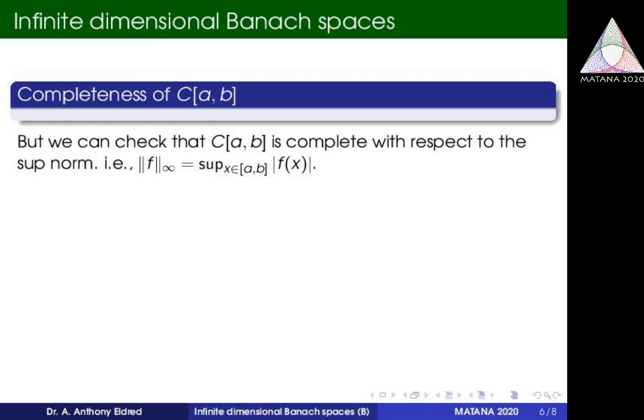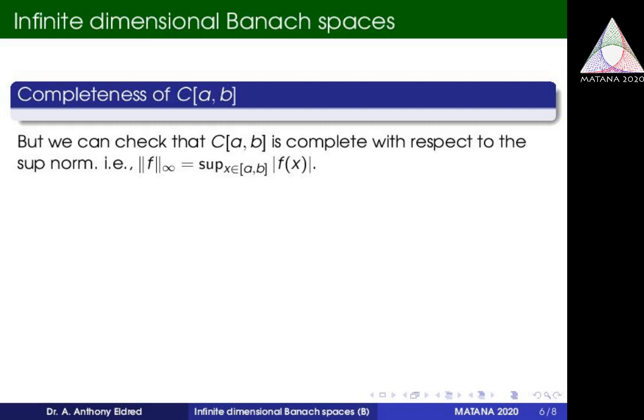So the norm of any continuous function is nothing but the supremum of that function taken over its modulus. Since we know that any continuous function on a compact interval will be bounded, therefore we can say that the supremum exists for any continuous function on the closed interval [a, b]. So we can see that C[a,b] is a normed linear space with respect to the infinity norm.